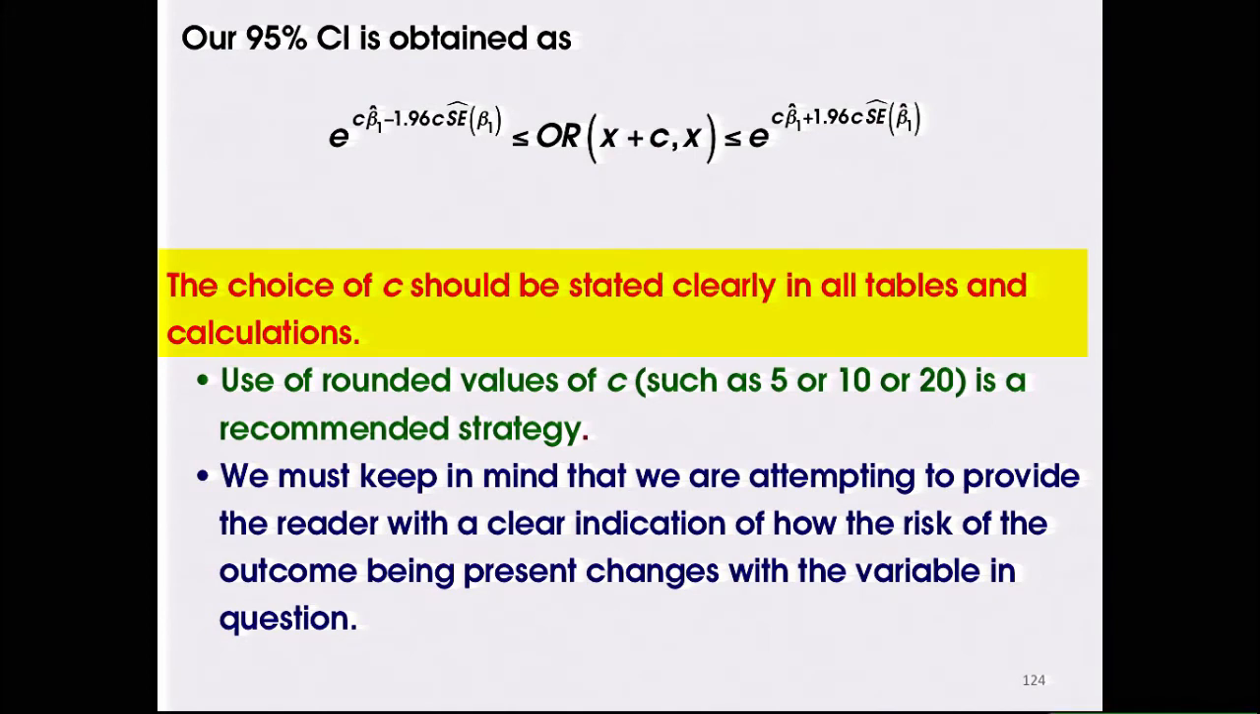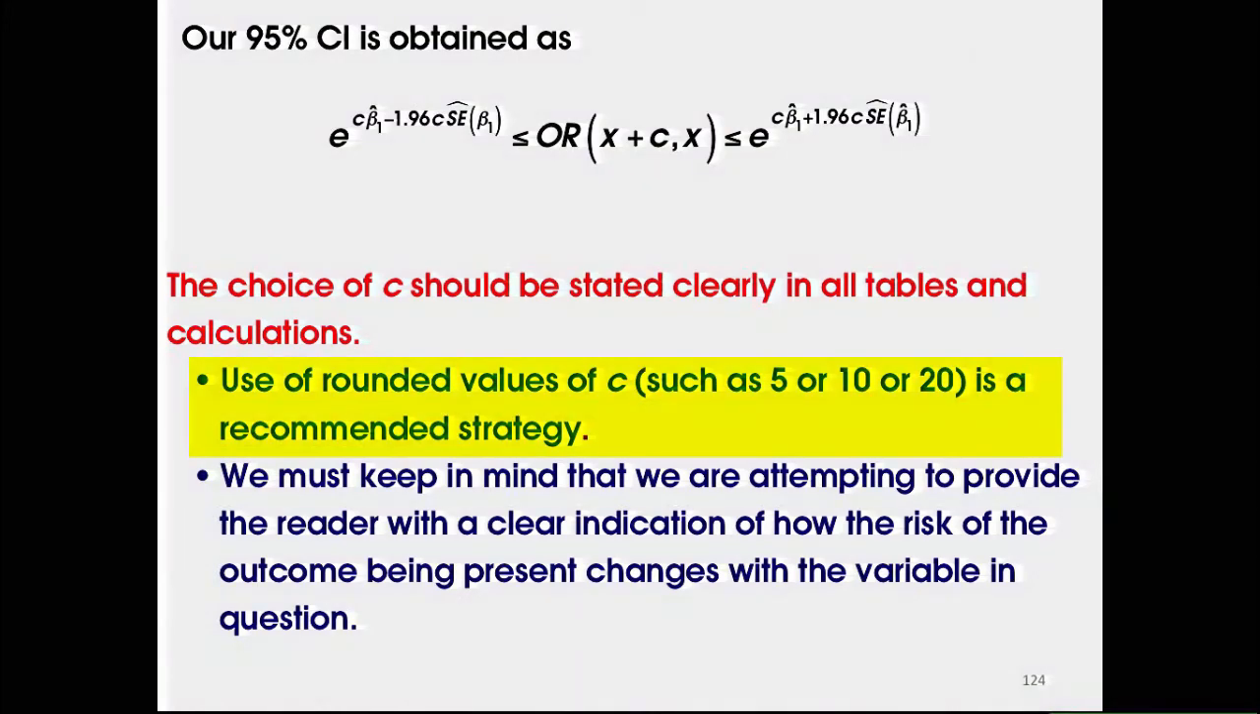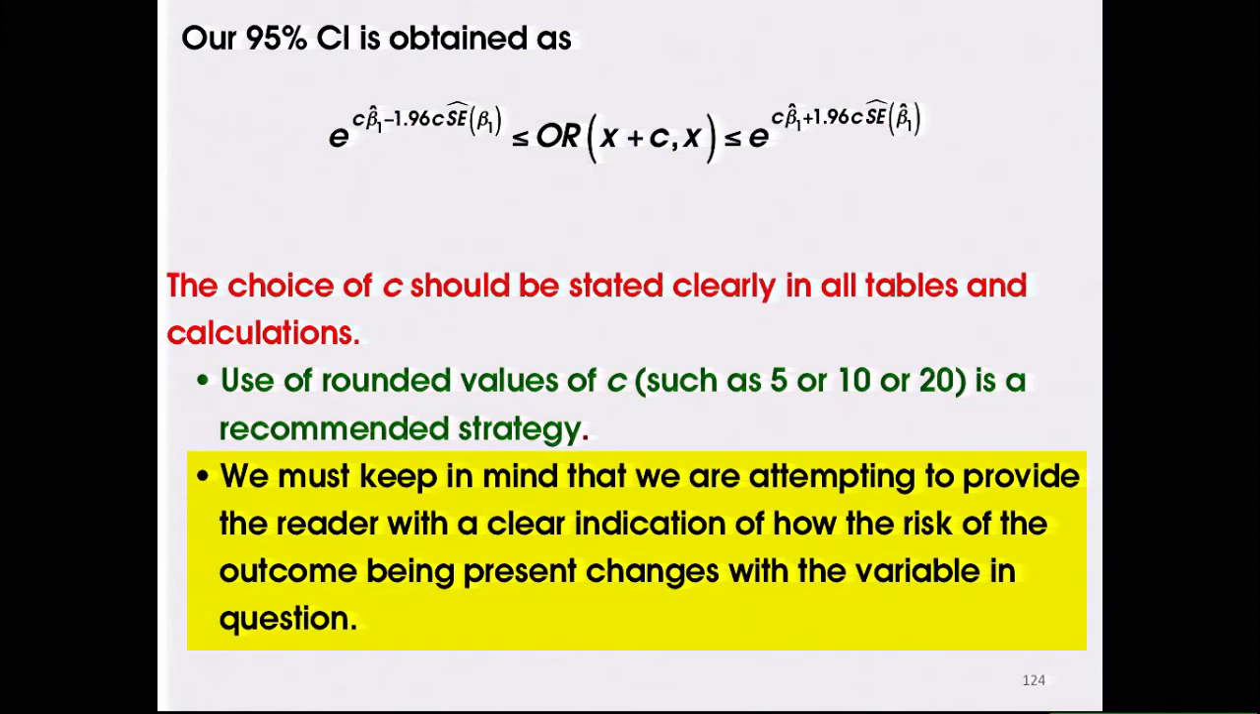Now the choice of c should be stated clearly in all the tables and all the calculations. And using rounded values is helpful. So saying to your reader, this is a 5-unit odds ratio, or this is a 10-unit odds ratio, is something that we really highly recommend. Keep in mind that all we're attempting to do with this is to provide the reader with a clear indication of how the risk of the outcome being present changes with the variable in question.